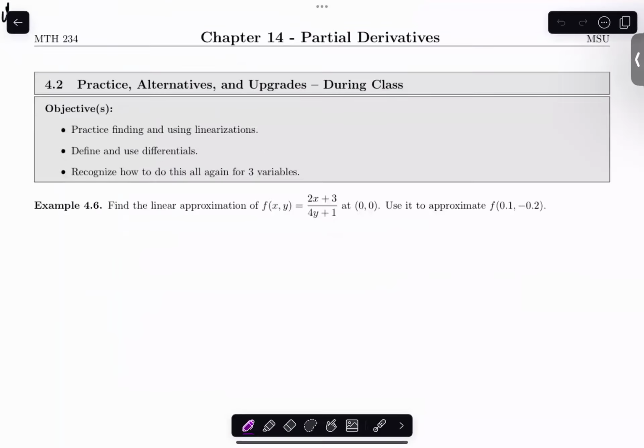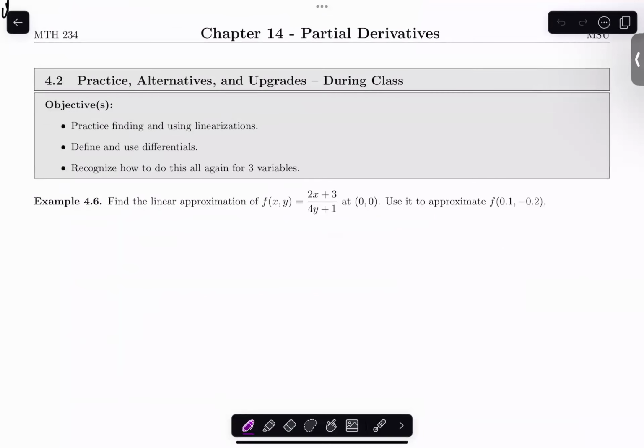over here. Now that we have that definition for what the linear approximation is, I would like to go ahead and use that. We'll calculate it out, first of all, right? Find the linear approximation for this function at 0, 0. And then, again, I want to use that to approximate the function's value at 0.1, comma, negative 0.2.